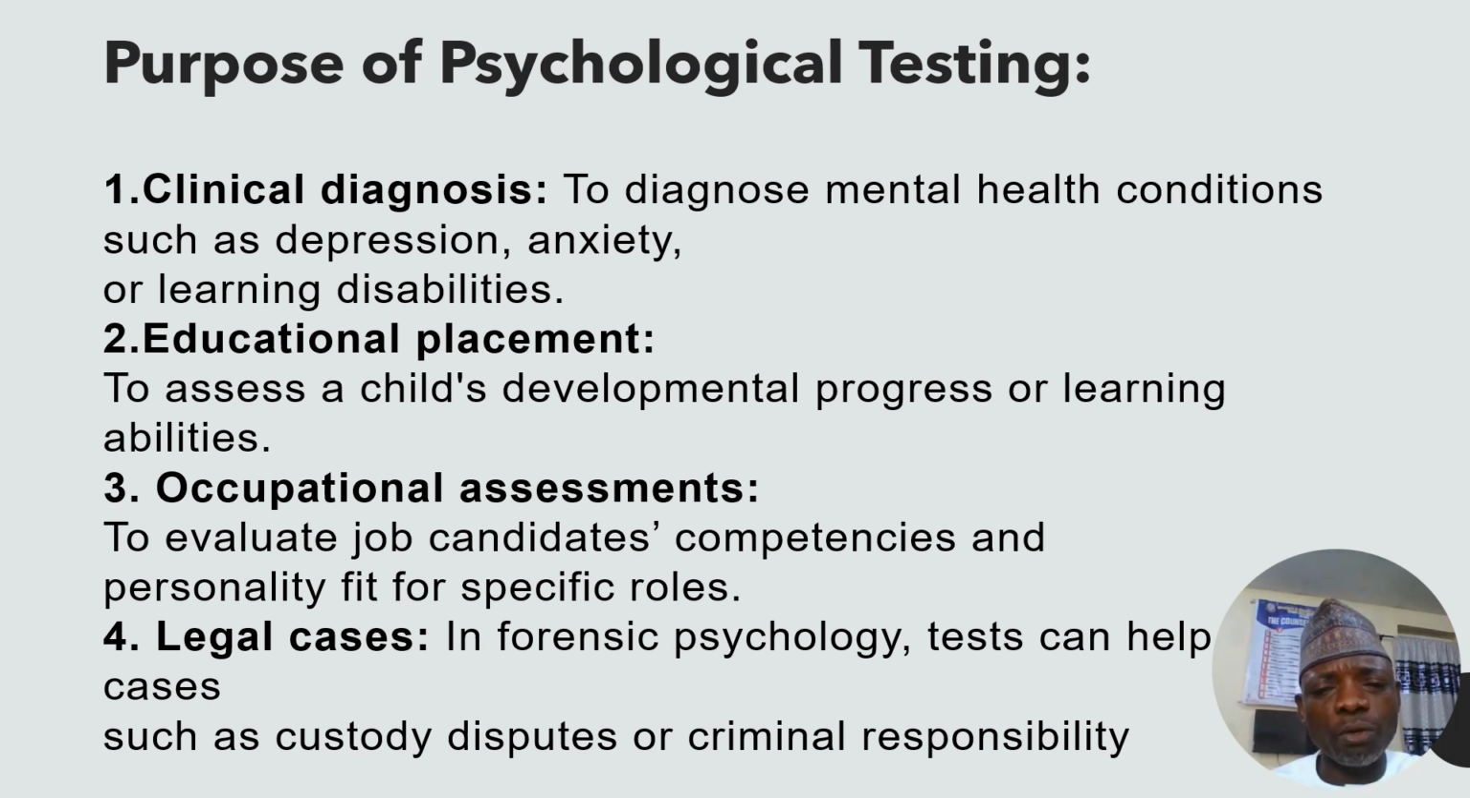Number 3 is occupational assessment. I have said it before. For you to get it done in your school, for you to get it done as a parent, there is need for you to know the occupational assessment of your child. You should evaluate the job that your child wants to go for. Does the child have the competence to go for that job?